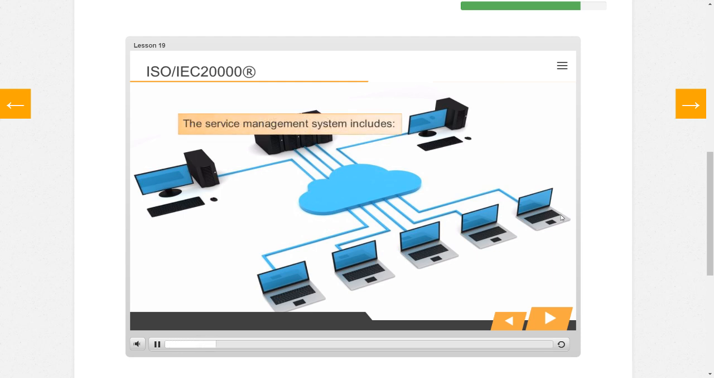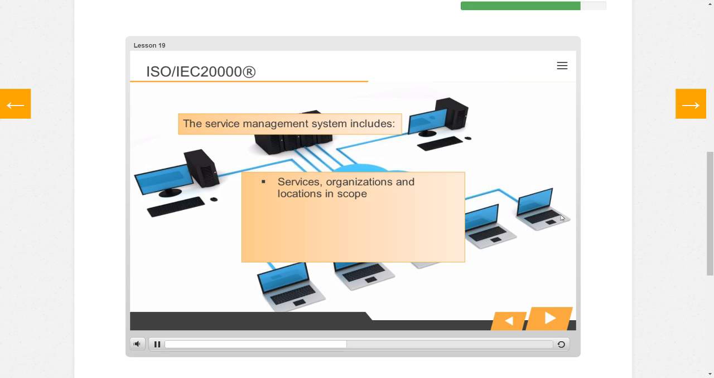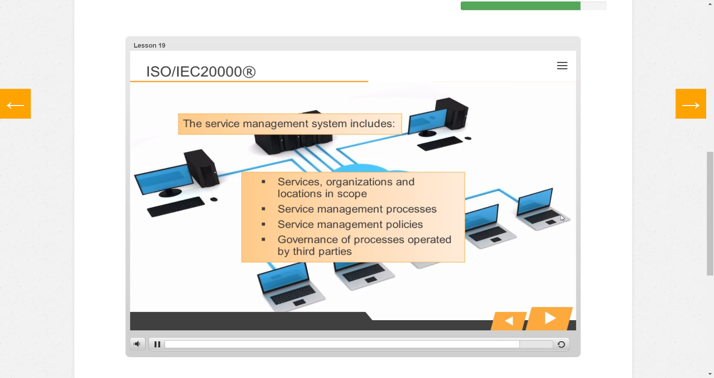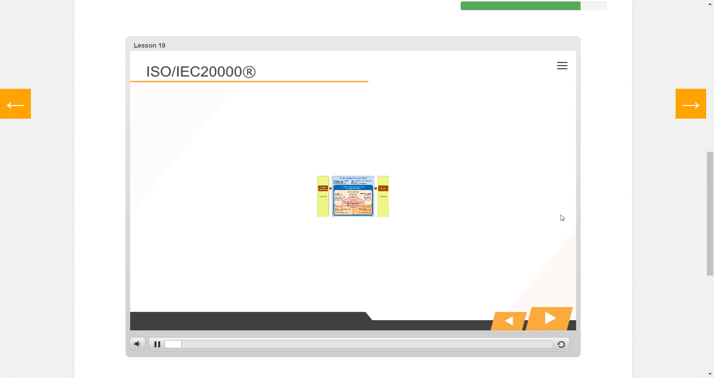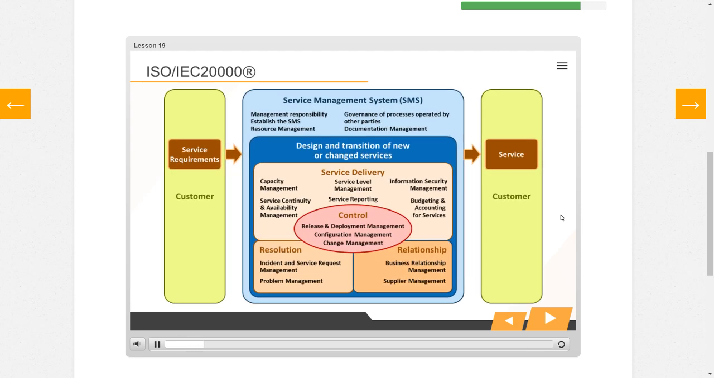The service management system assessed as part of an ISO IEC 20000 audit includes services, organizations, and locations in scope, service management processes, service management policies, governance of processes operated by third parties. You can see the process areas included in ISO IEC 20000 here.